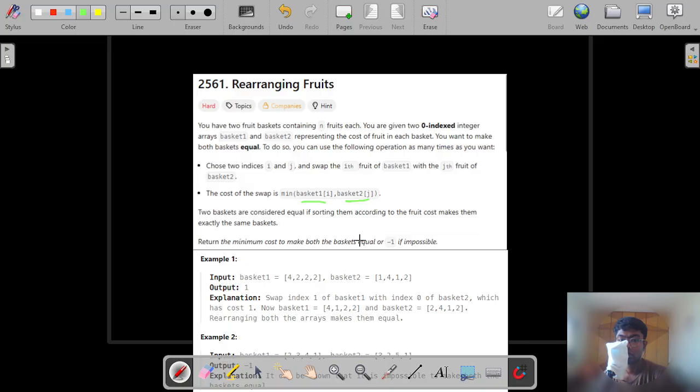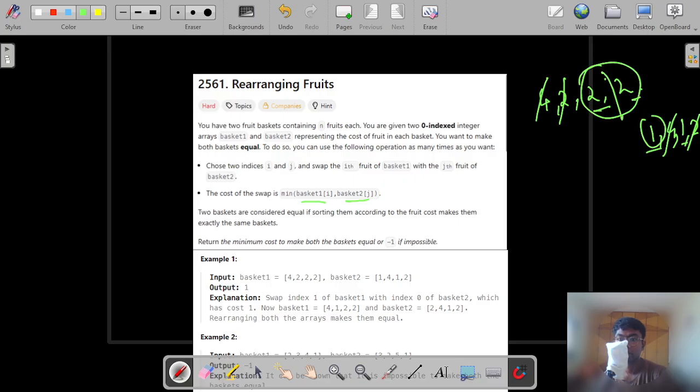Basket1 has 4, 2, 2, 2, and basket2 has 1, 4, 1, 2, right? Let's observe this one. So let's say there are 4 2 2 in one case, and in the other case we have 1 4 1 2, right? If you see, these two can get cancelled out, while we have here a 2 and 2. This has a surplus of 2s and this has a surplus of 1s.